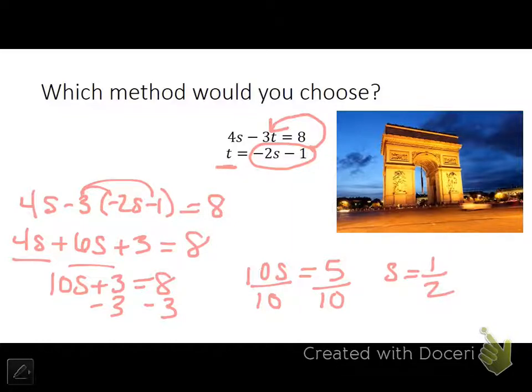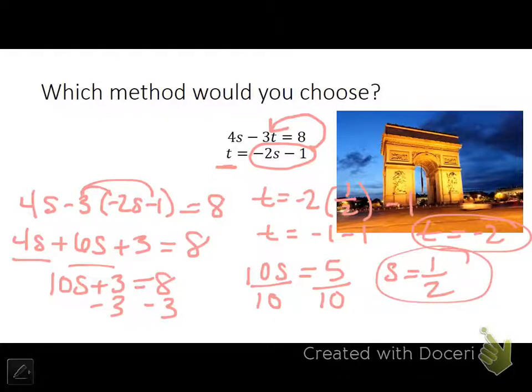Okay, now we got to plug it back in to figure out what our t is going to be. So we're going to plug it back into the original equation. So t equals -2 times whatever we found our s to be. -2 times 1/2 is -1. -1 minus 1 is -2. So my answer then is, you're going to go QRST, so it'd be 1/2, -2.